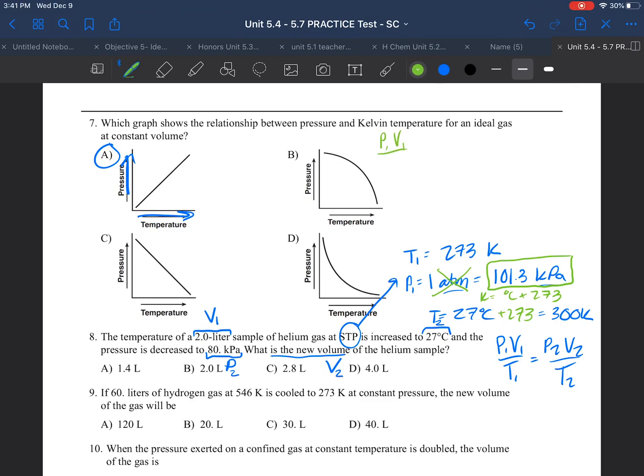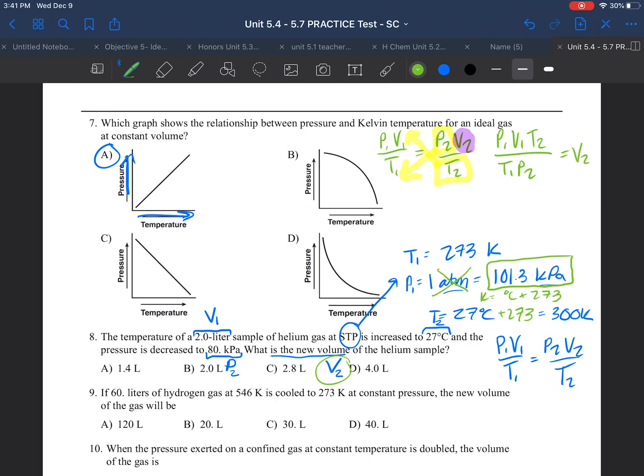P1 V1 over T1 is equal to P2 V2 over T2. We are looking to solve for V2, so this is what we want to solve for. We'll highlight that in purple. What we want to do is move away our pressure. This is going to go to the denominator. This temperature is going to go to the numerator on the other side. So our newly arranged formula is P1 V1 T2 all over T1 P2 is equal to V2.